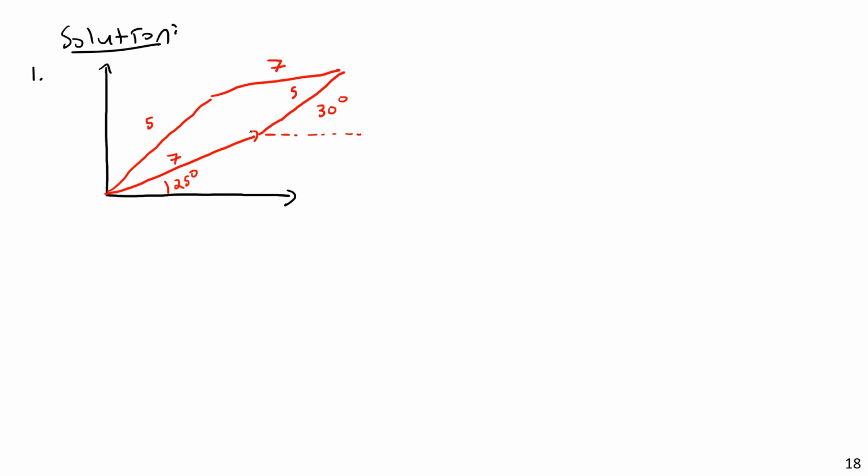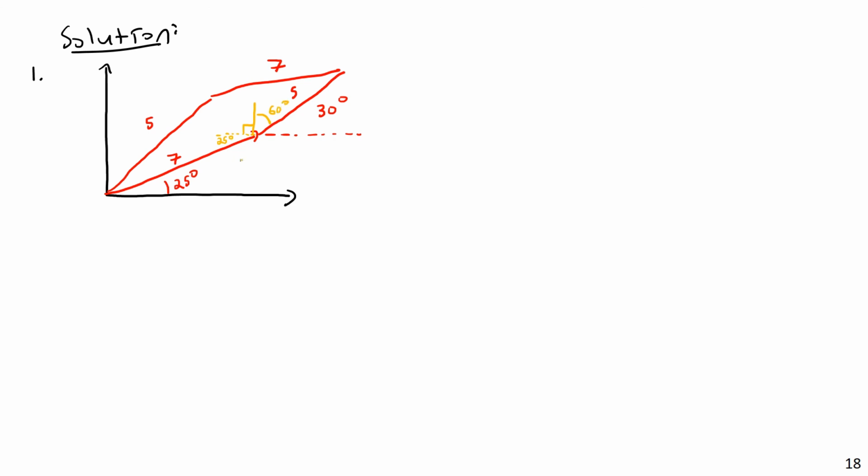So let's think about this. Maybe I'll do this in orange. If this is 30 degrees here, well, let's think about this. I know that if this is 25 degrees, then by alternate interior angles, this is also 25 degrees. I know to the vertical, this is 90 degrees from here to here, a right angle. And I know if this is 30 degrees from here to here, then this is 60 degrees here.